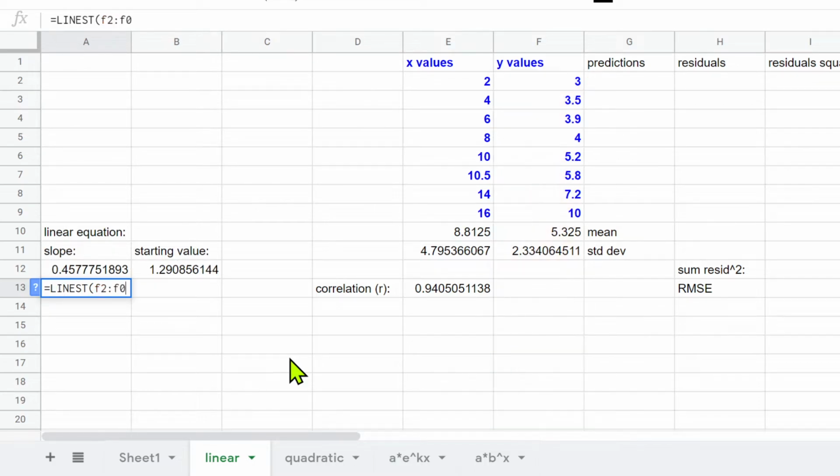So F2, F9, comma, E2, E9. And notice that I put the y values first, F2, F9. And that's a good feeling because here is our LINEST.